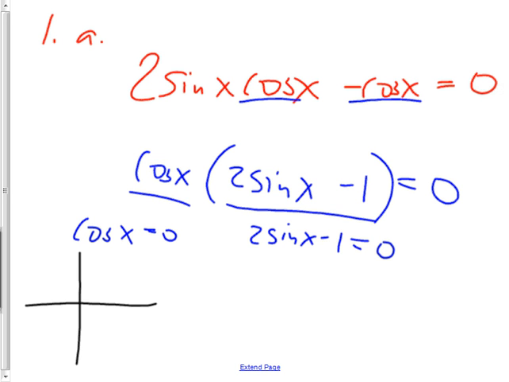Can't draw a triangle if one of my sides is 0, so I know I'm on a quadrantal. Wait a second, is it? Okay, I'll go ahead.